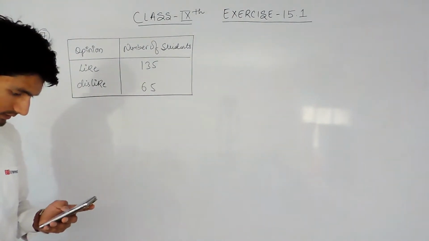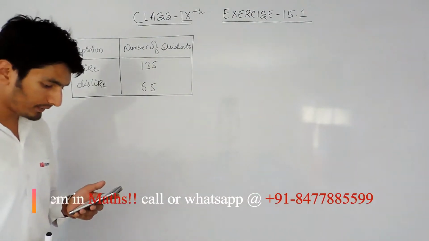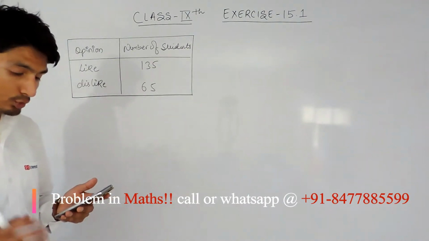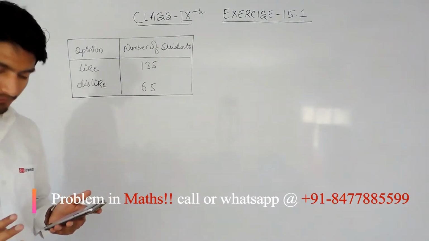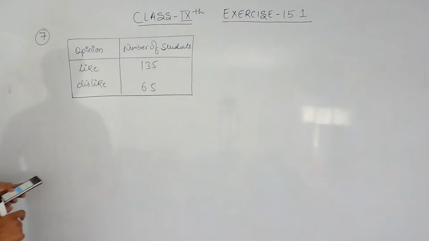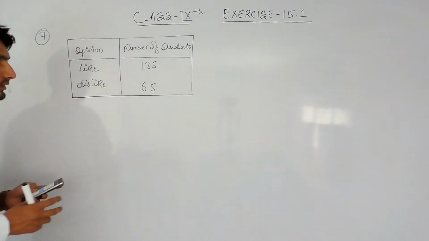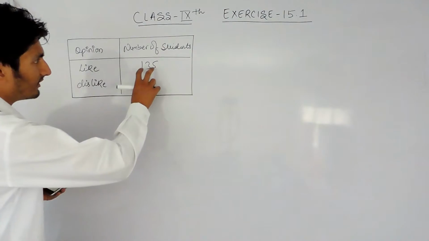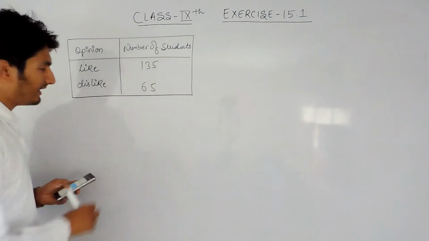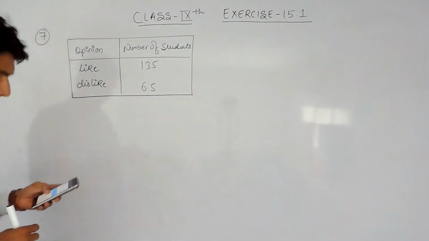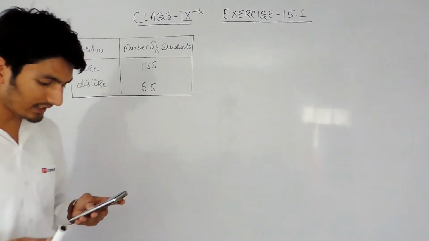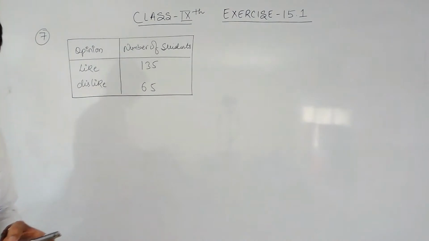The question says: to know the opinion of students about the subject statistics, a survey of 200 students was conducted. The data is recorded in the following table. The opinion was taken and it was found that out of 200 students, 135 students like this subject and the remaining 65 do not like this subject. Now you have to find the probability that a student chosen at random likes statistics.